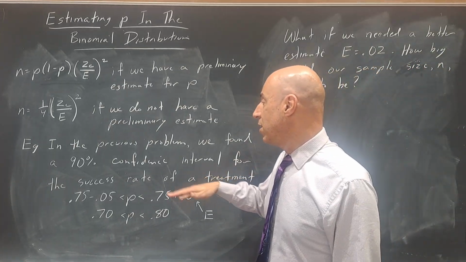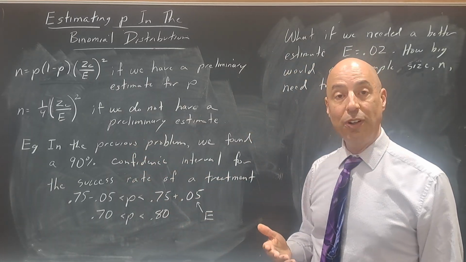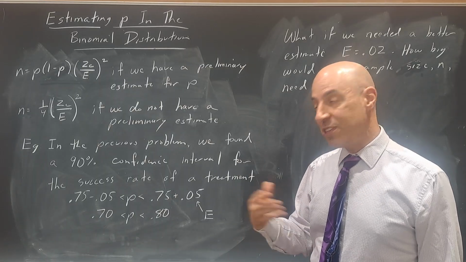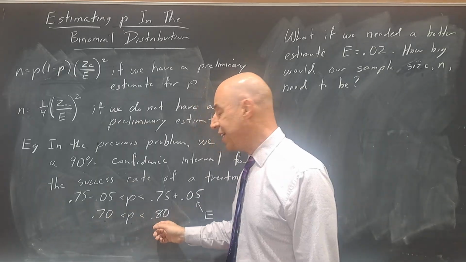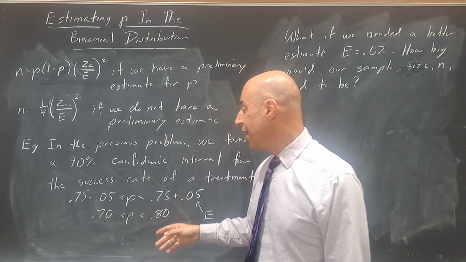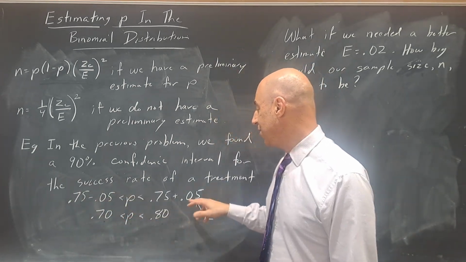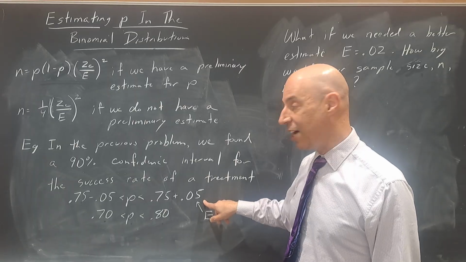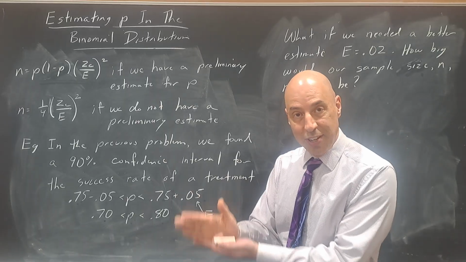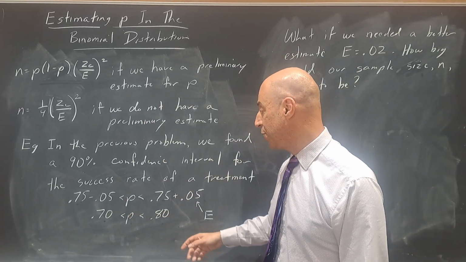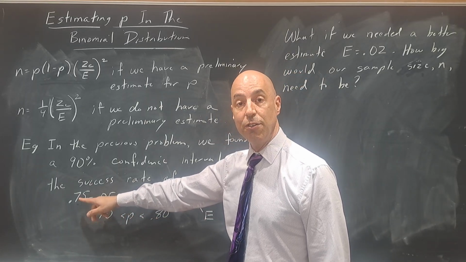Let's go back to the previous problem where we had already worked out a 90% confidence interval for this treatment for the skin condition. And we decided that the treatment worked between 70 and 80% of the time, 0.7 and 0.8. The way we got that is we took our p hat, 0.75, and we added and subtracted our error, 0.05, which we had to work out. So 0.75 was our best guess, and then we went down a certain distance and up a certain distance, and that gave us between 70 and 80%, 0.7 and 0.8. So we already have a preliminary estimate for P.